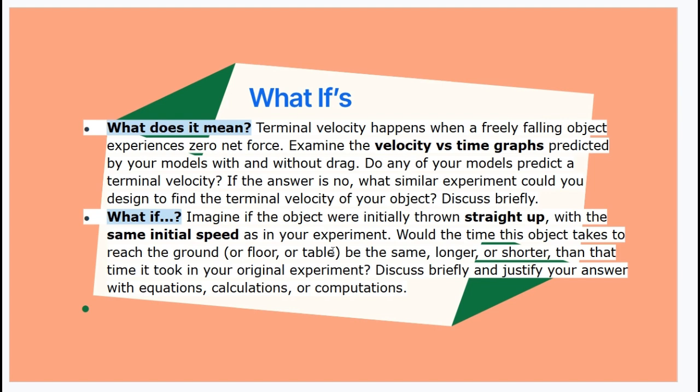So if an object was thrown straight up with the same initial speed, would the time this object takes to reach the ground be the same or longer? It would be the exact same. Delta x doesn't change the time it takes to hit the ground. It's the same thing with a bullet versus like a basketball. They're going to hit the floor at the same time, if their initial y position was the same. It doesn't matter. Gravity affects it all.